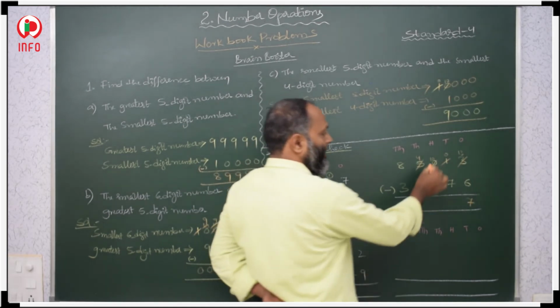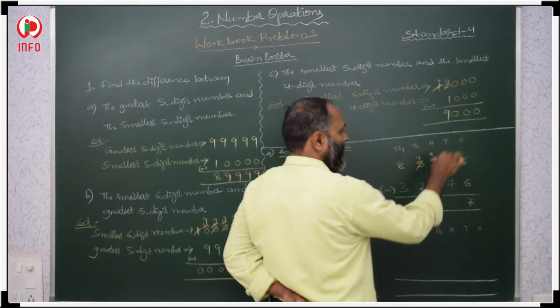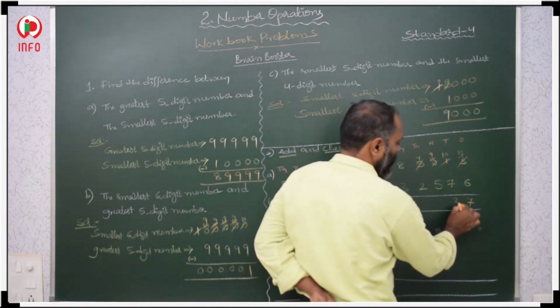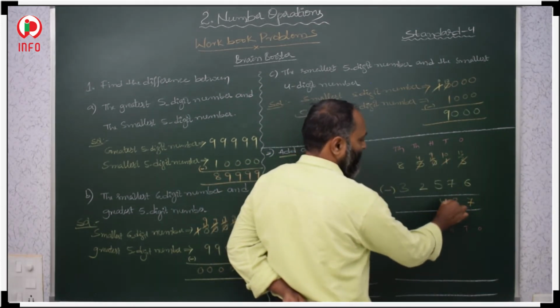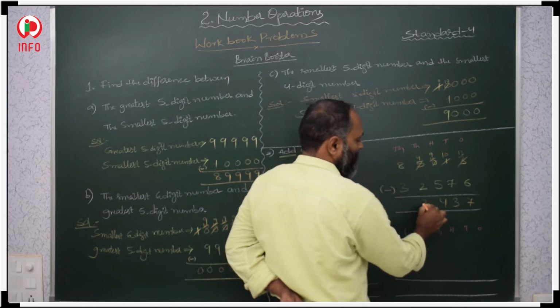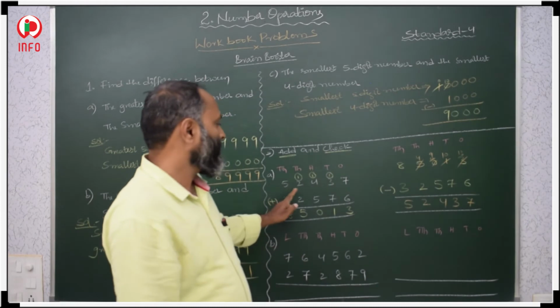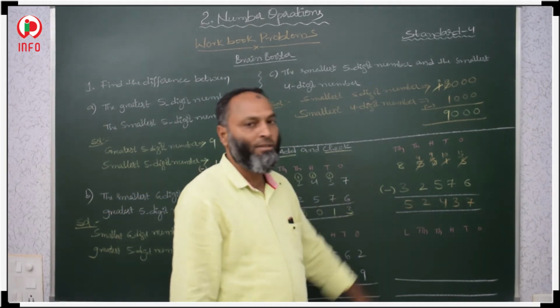Again take borrow from here, it will decrease by 1, it will increase by 10. 10 minus 7 is 3. 9 minus 5 is 4. 4 minus 2 is 2. 8 minus 3 is 5. 52,437. We will get the first addend.